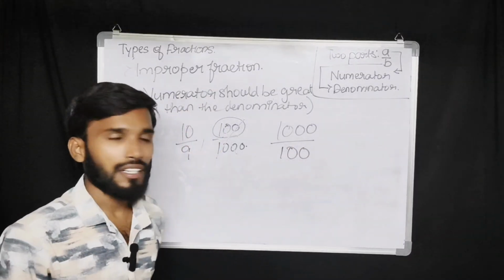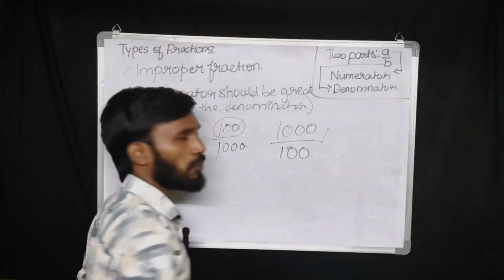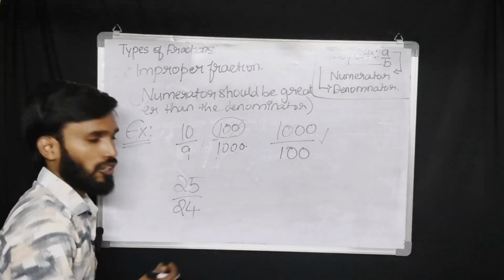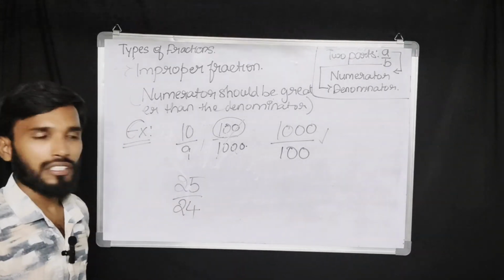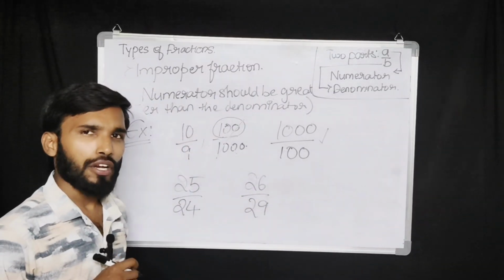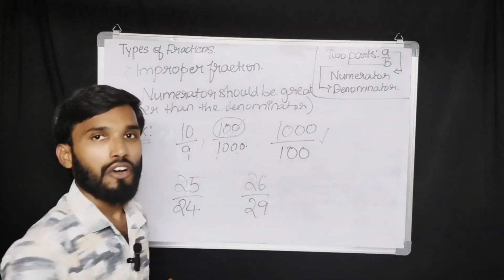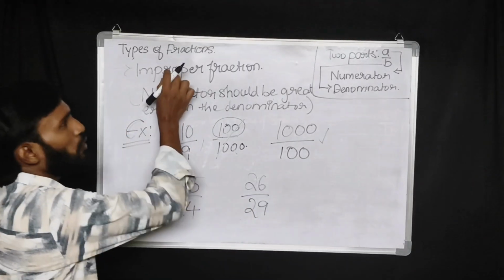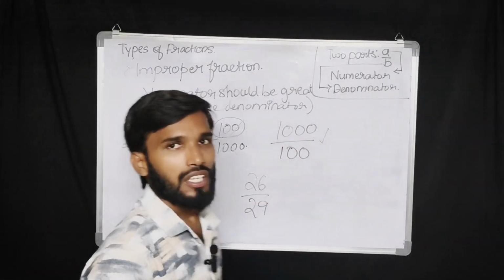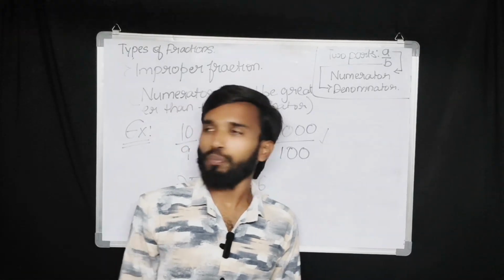1000 by 100. Here the numerator is bigger than the denominator, so it is an improper fraction. Take 25 by 24. The numerator is bigger than the denominator. Take 26 by 29. Is it proper or improper? Proper. Why? The numerator is smaller than the denominator. So the condition for an improper fraction is that the numerator should be greater than the denominator. Where in a fraction the numerator is greater than the denominator, it is called an improper fraction.